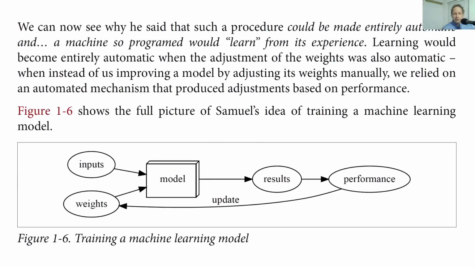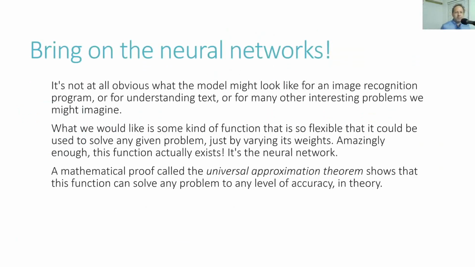So what we really want is some function in here which is so flexible that there's a set of weights that could cause it to do anything. Like the world's most flexible possible function. And it turns out that there is such a thing. It's a neural network. So we'll be describing exactly what that mathematical function is in the coming lessons.